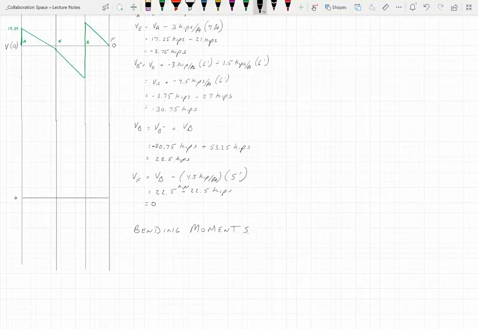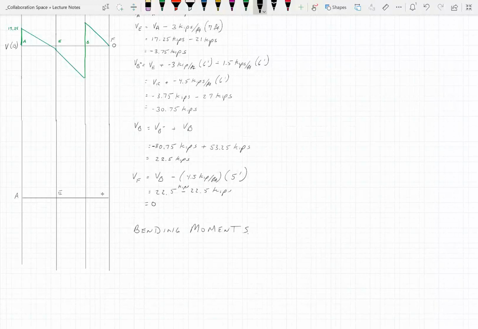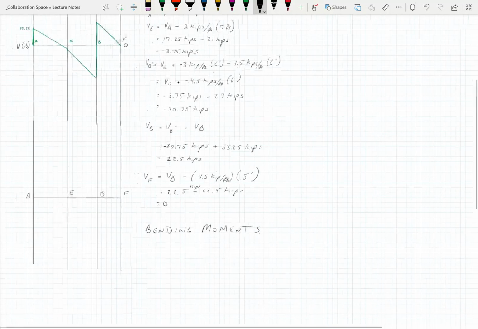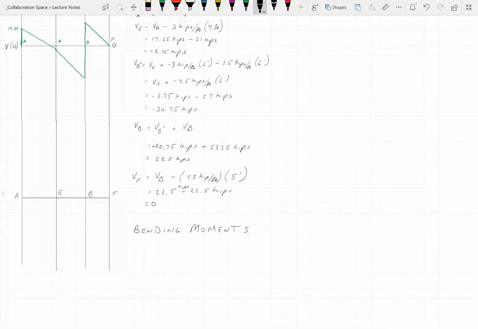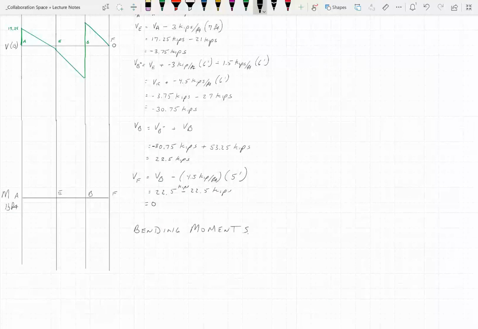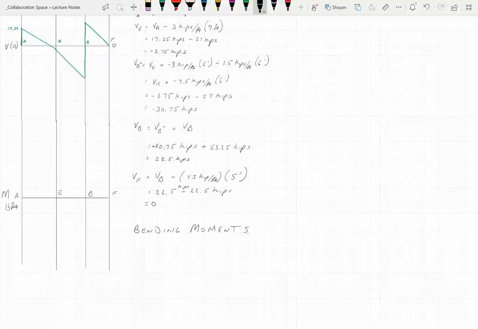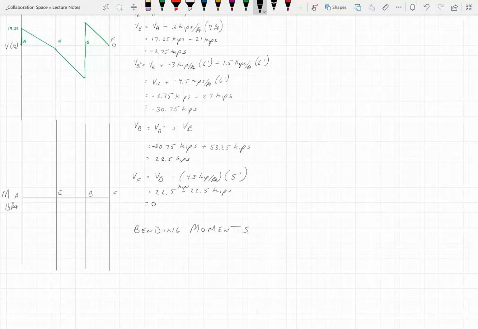So at A, E, B, and F, okay? And this is our moment, and this is pounds, feet. We doing pounds, feet, okay? All right, so the very first bending moment is going to be what? Moment at A.